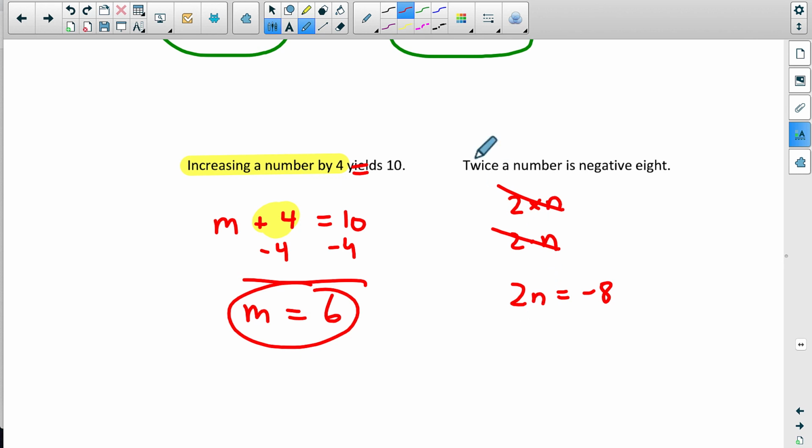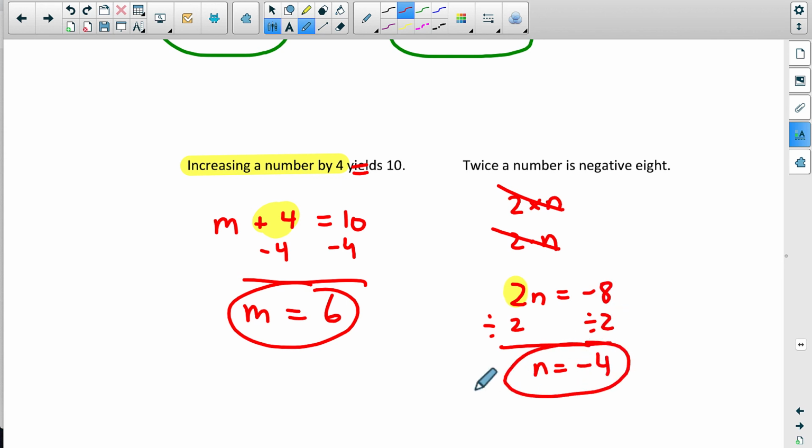Alright, we want to get the n by itself. The problem is this 2. So we got to get rid of that. This is 2 times n, so do the opposite operation. Opposite of times is divide. What do you divide by? Exactly this, so I can cancel it out. And what you do to one side, you do to the other side. You're left with n on this side, and on this side, -8 divided by 2. Negative divided by positive is a negative. 8 divided by 2 is 4.